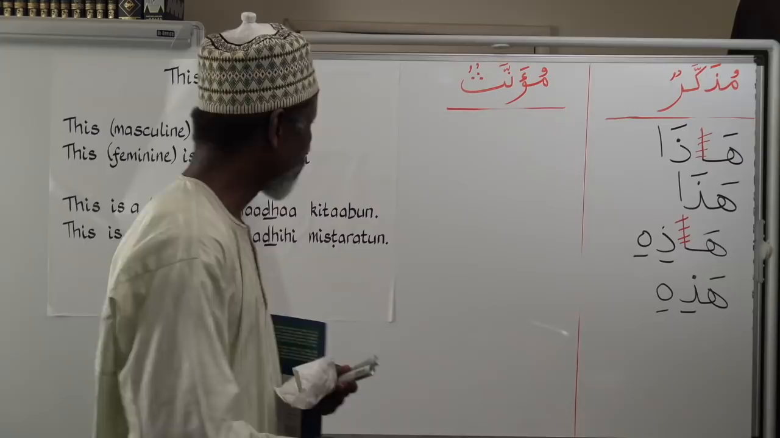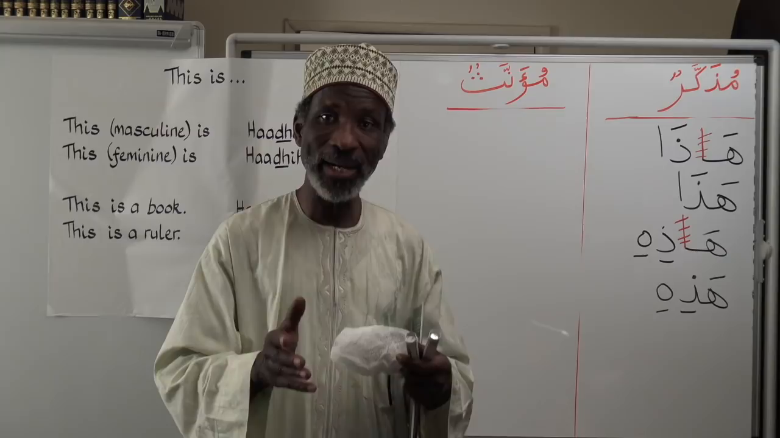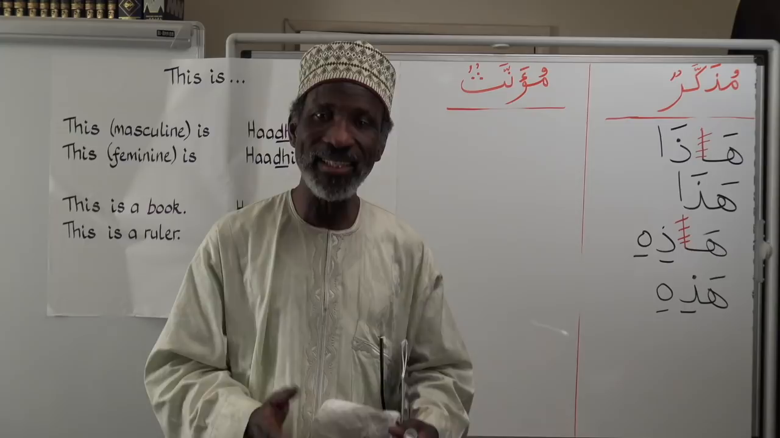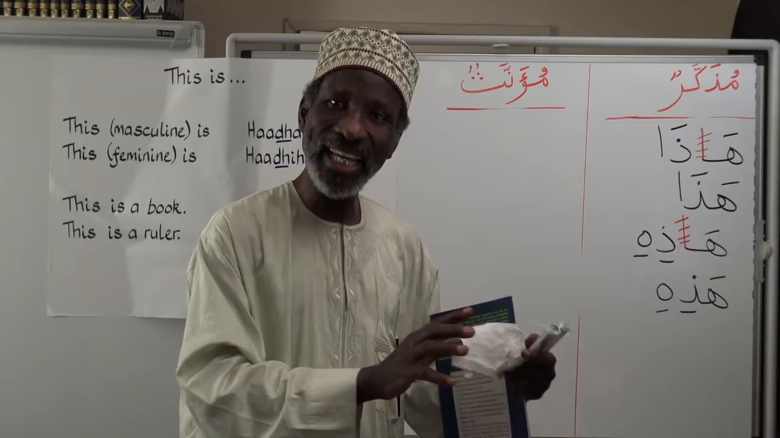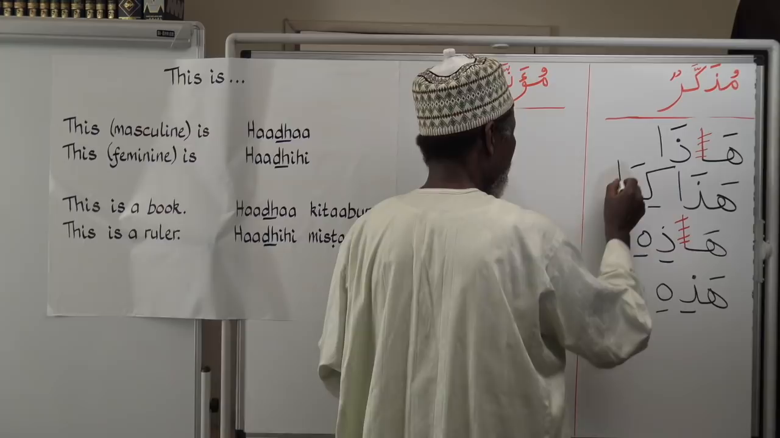So now let's say "this is a book." If you have learned your vocabulary, you would know that a book in Arabic is kitabun. So therefore you will say haadhaa kitabun. Let's put it here: haadhaa kitabun.